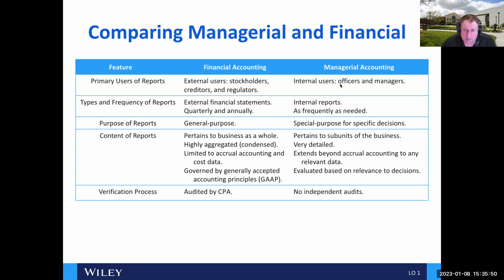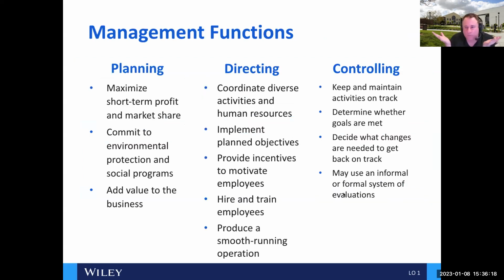But what we do over here is internal: how do we make better business decisions, right? Do we leave California? I don't know. Might be a good idea. But unless Irvine Valley College moves out of California, I'll be staying at Irvine Valley College. So there you go. This extends beyond any accrual accounting, to any relevant data, right? There are no audits. We're really preparing information so that management can make better business decisions.